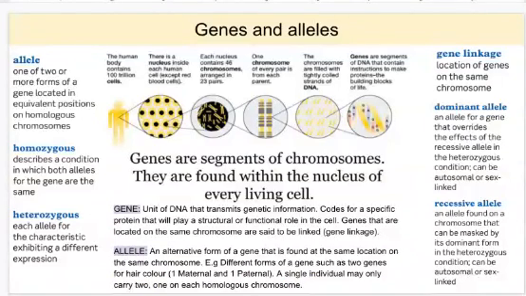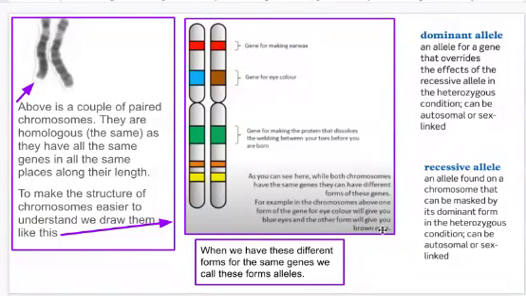So looking at how we depict those alleles, what you are used to is this kind of image. This is a couple of paired chromosomes, and they are homologous, meaning the same. Remember, we looked at that term, homo meaning the same, hetero meaning different. So these are the same, as they have all the same genes in all the same places along their length.